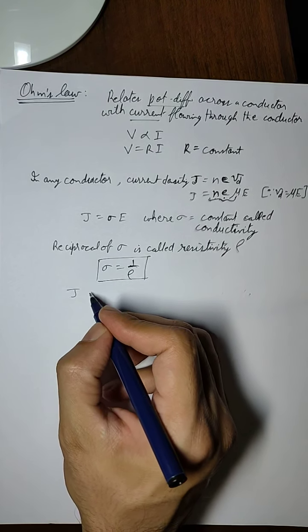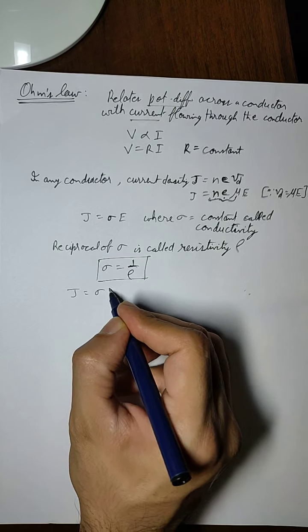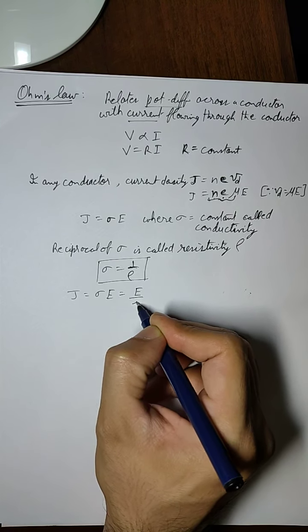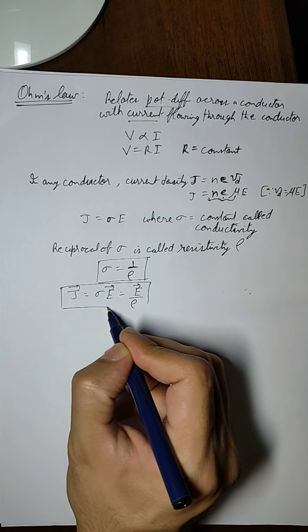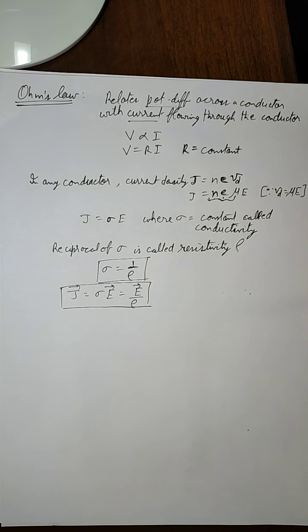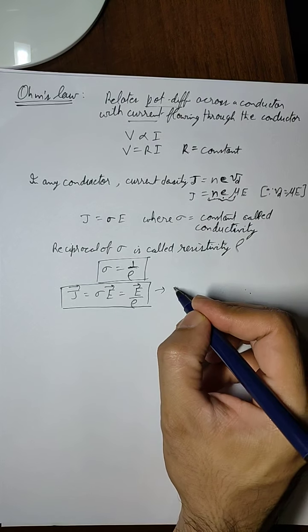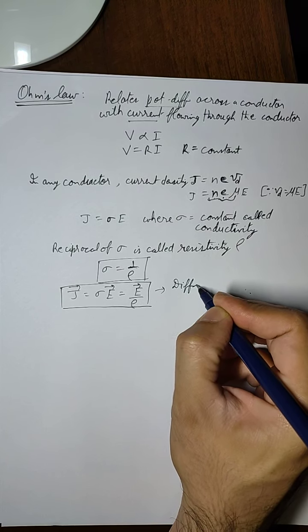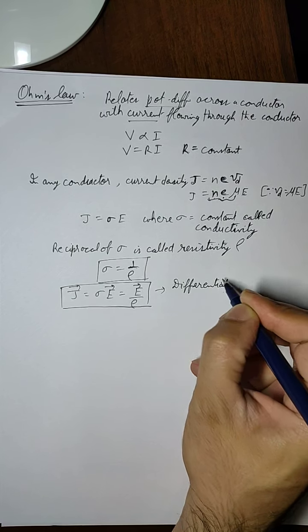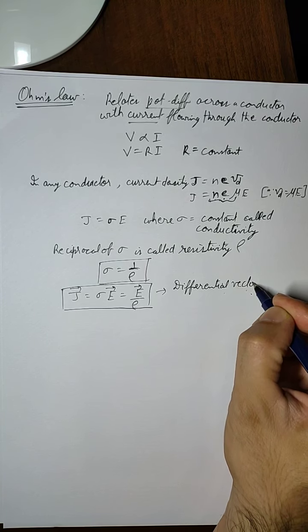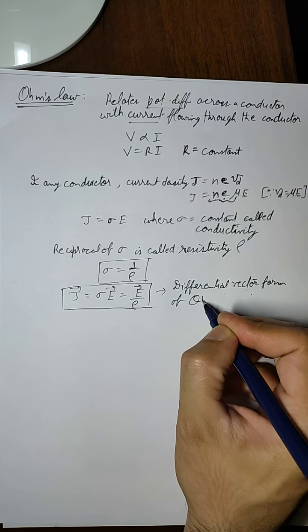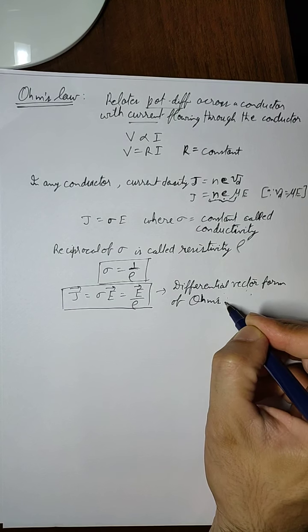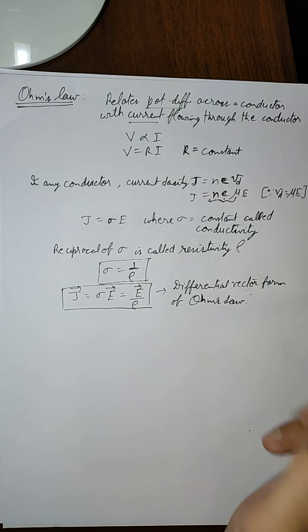So current density, now we can write the entire formula, J equals E upon rho. In vector form, this will be the relation. Now this form is called the differential vector form of Ohm's law. So it is nothing but a form of Ohm's law, and it is called the differential vector form.